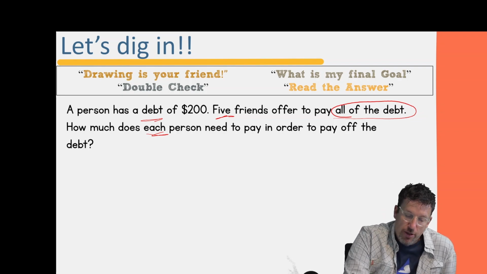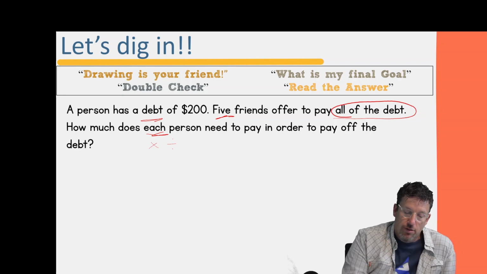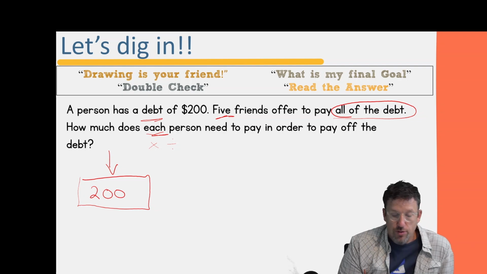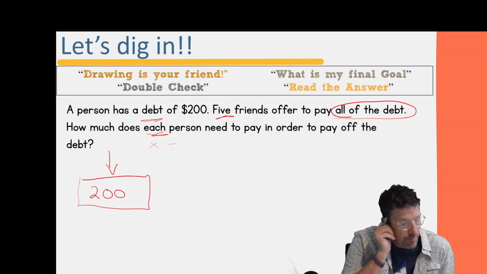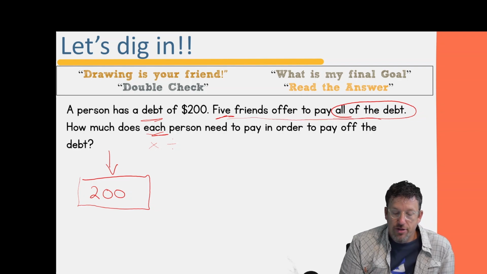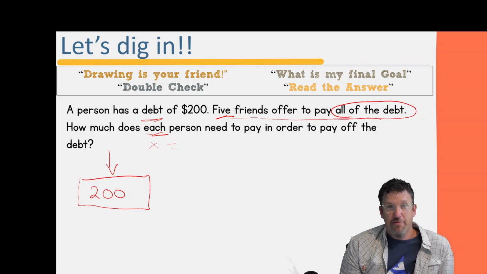So each and per always make me think of multiply and divide. Okay. So let's talk about this. Here's a person who is, let's just draw this rectangle here and say they are $200 in the hole. So they have lost $200. So there's my picture. I'm just making sure I understand that. Now we have 5 friends who offer to pay all the debt. So 5 friends are going to pay it for this person.